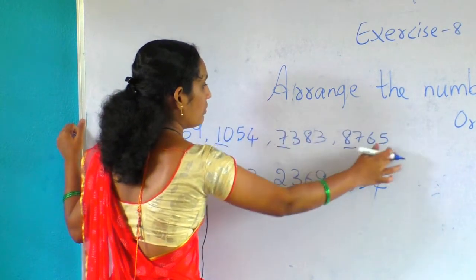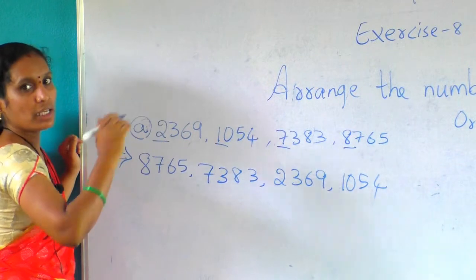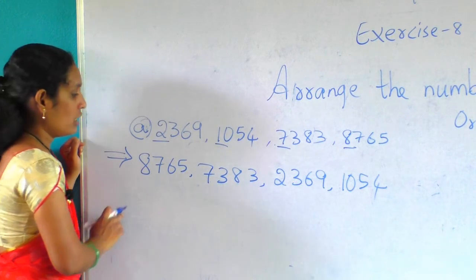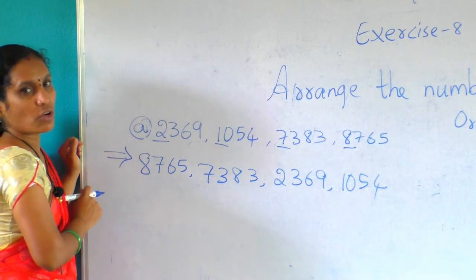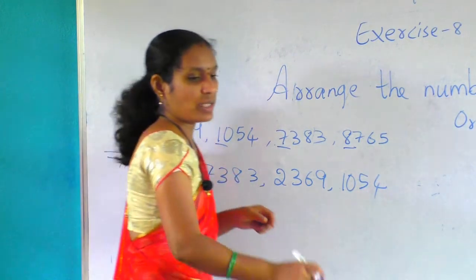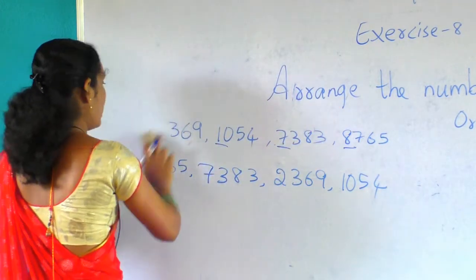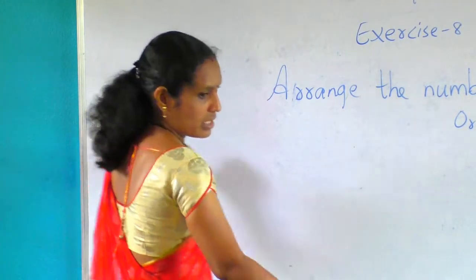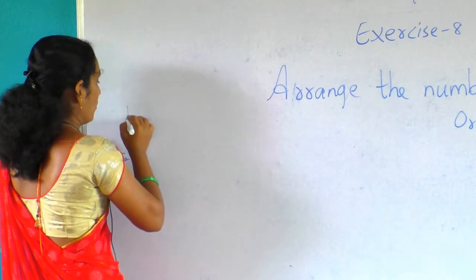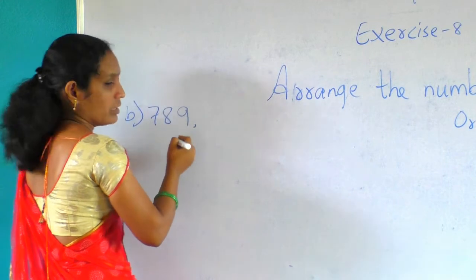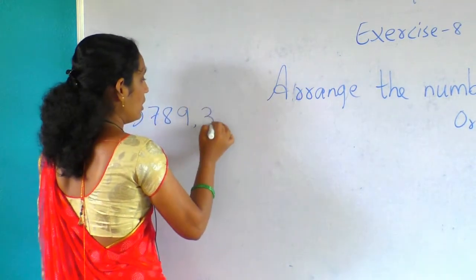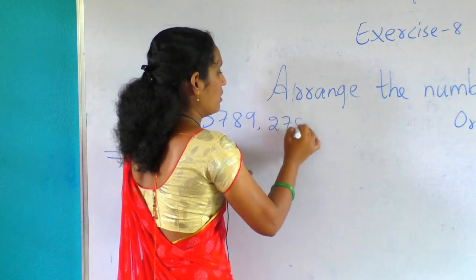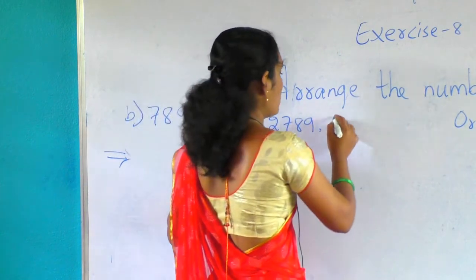In this, these are the given numbers. In this only we should write from bigger to smaller. Understood now? You see the place value and write. It becomes easy for you to sort out this problem, okay? Next you take second one, 789. Next 3789. 2789. Next 4789.